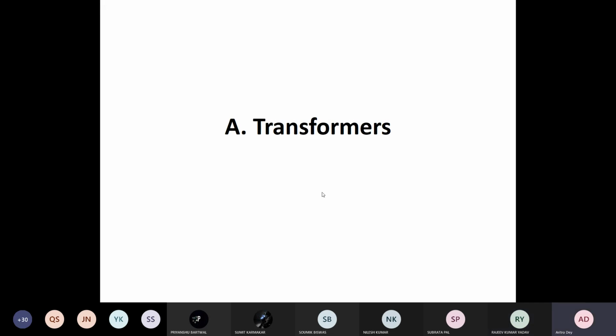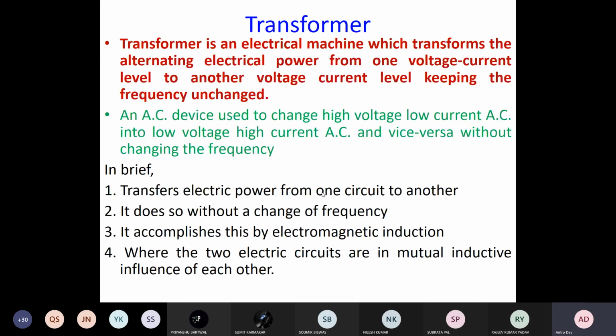Yes, sir. Okay, now that you have almost completed your laboratory class, you have seen what a transformer is and what it does. So let's just revise it. So what is a transformer? It basically works on the principle of electromagnetic induction, isn't it?